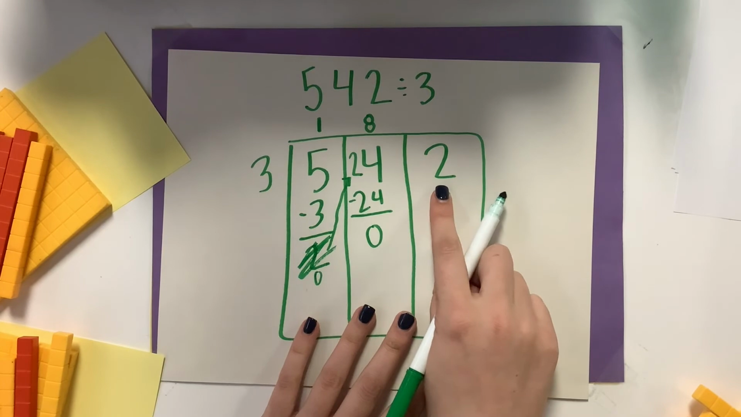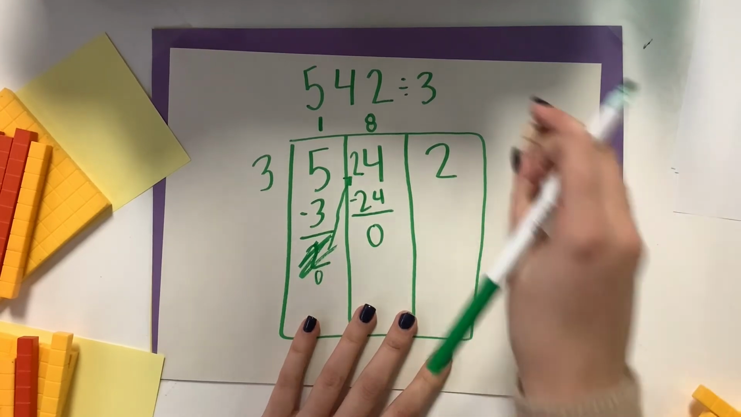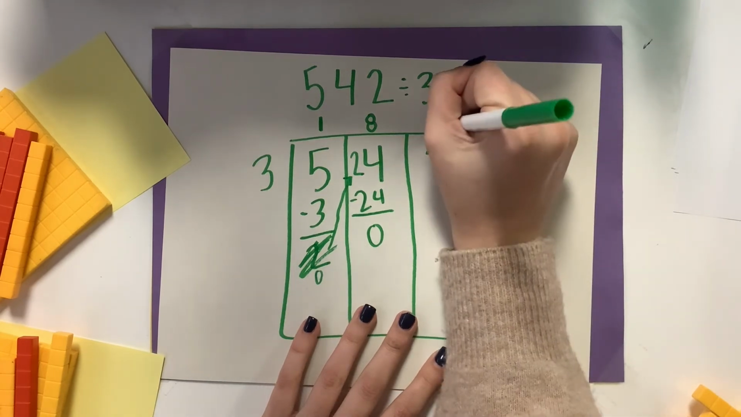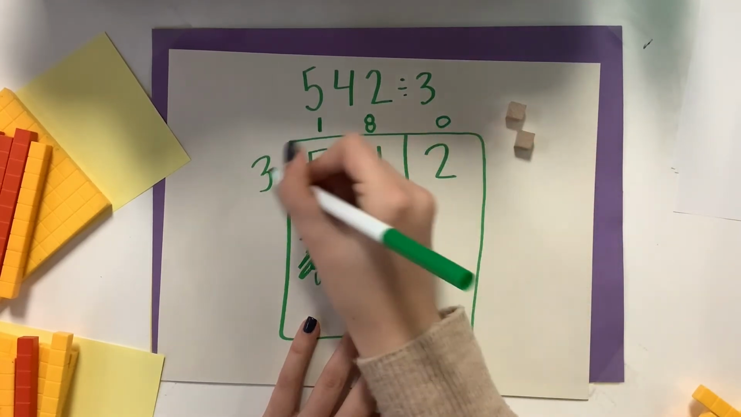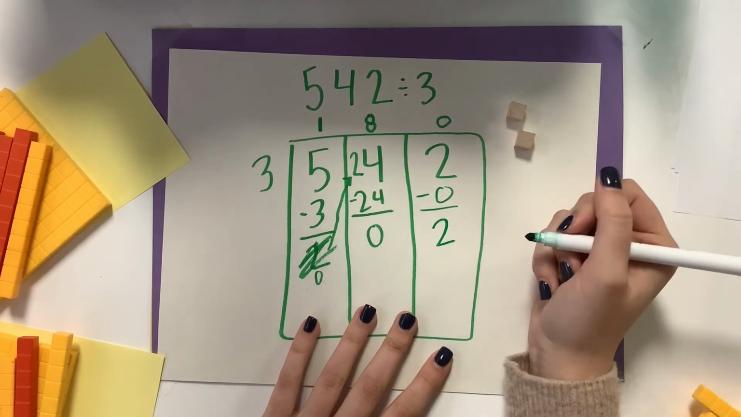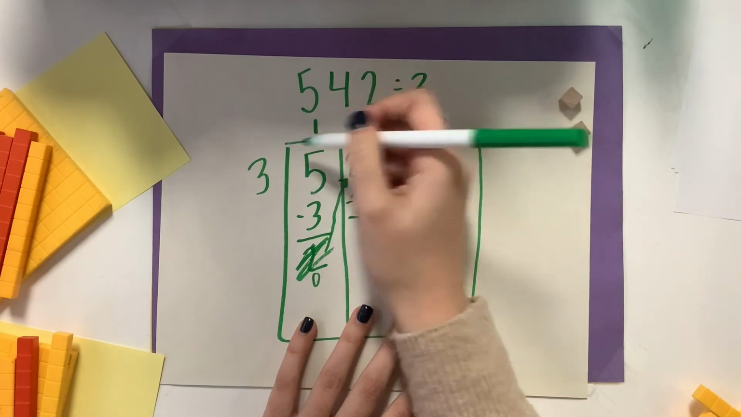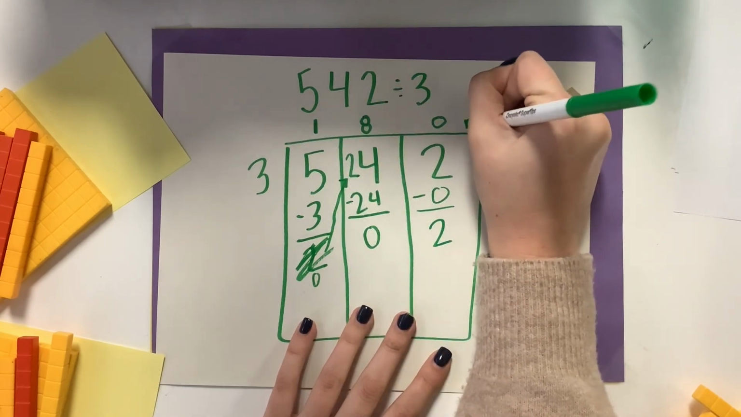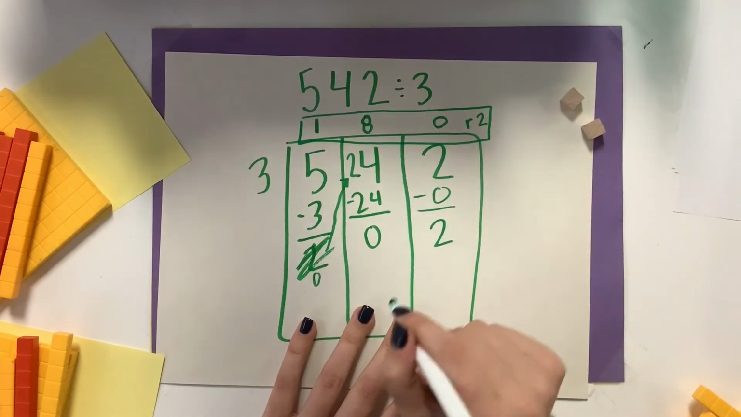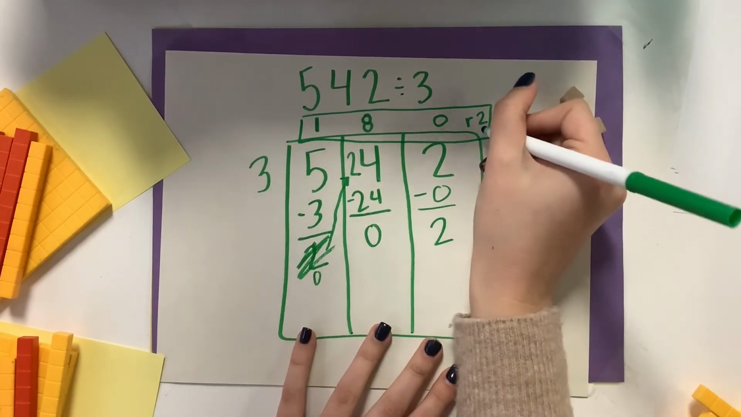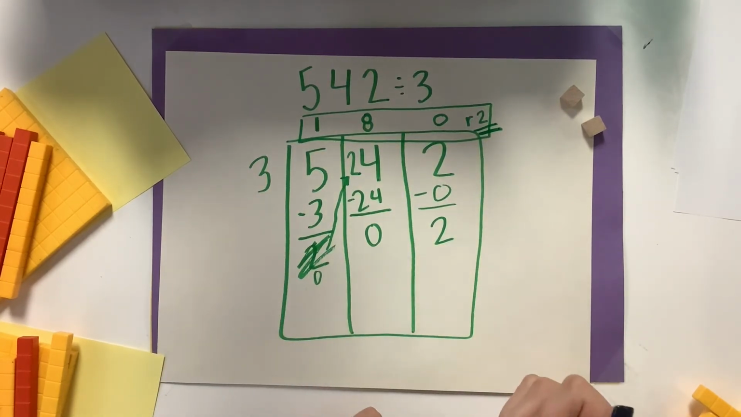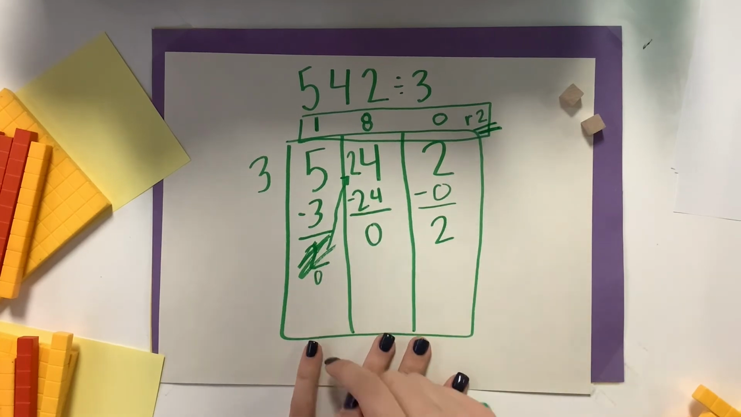Now looking at this 2, we couldn't divide this 2, right? So 0 times 3, we didn't give anything away here. So we were left with 2. So our answer is 180 with the remainder of 2. Now for now, if you want to write R2, that's fine. We are going to talk about what to do with that 2 in a problem like this later on in the unit. But for now, R2 is fine.